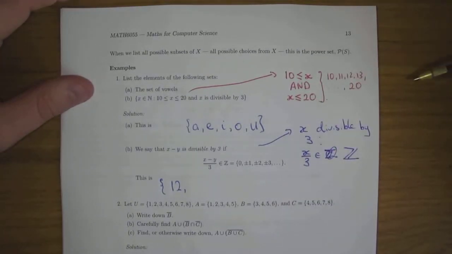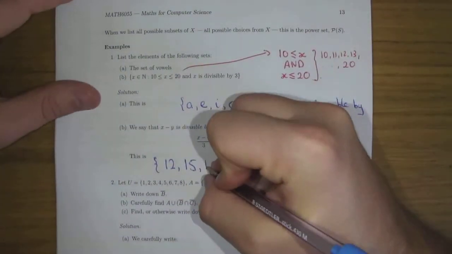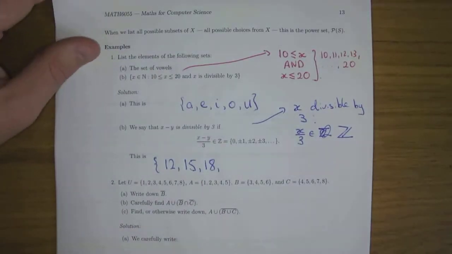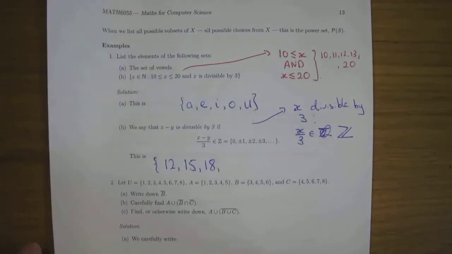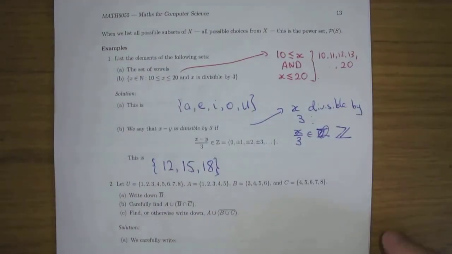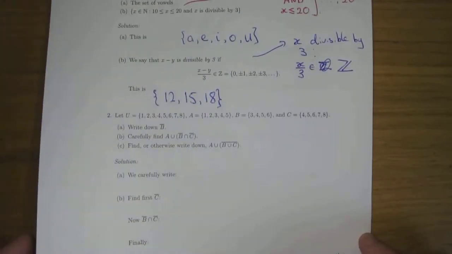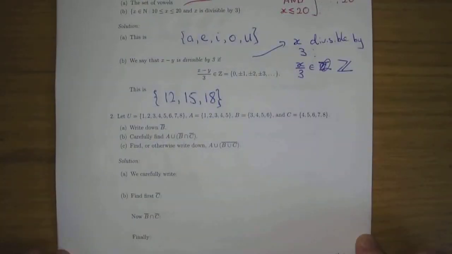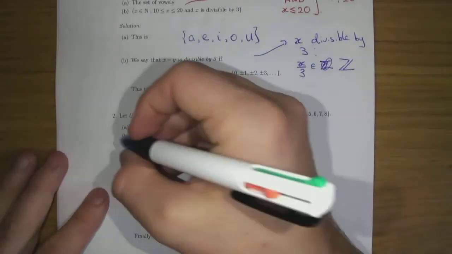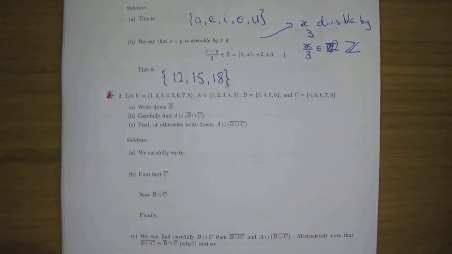13 divided by 3 doesn't work. 14 doesn't work. 15 works. 16 doesn't. 17 doesn't. 18 does. And 19 is not divisible by 3, and 20 is not divisible by 3. Okay, so that's that. Let's keep going. It's funny here, it goes on about unions and intersections, but I haven't actually got there yet, so we're going to have to go back to this particular question, because strictly speaking, I haven't spoken about unions. Okay, next question.